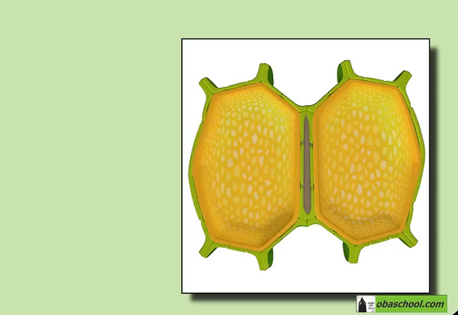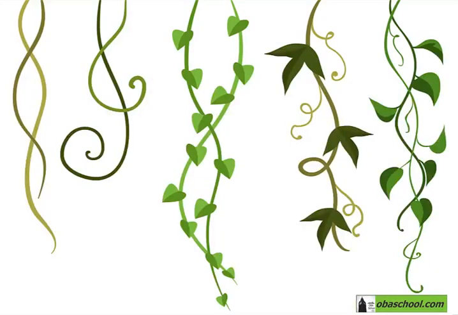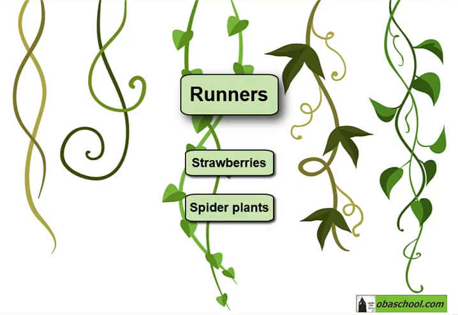Many plants can also reproduce asexually. A new plant grows as a result of specially directed mitosis. Examples include the tiny new plants that form on the end of specialized stems called runners. Examples are strawberry plants and spider plants.